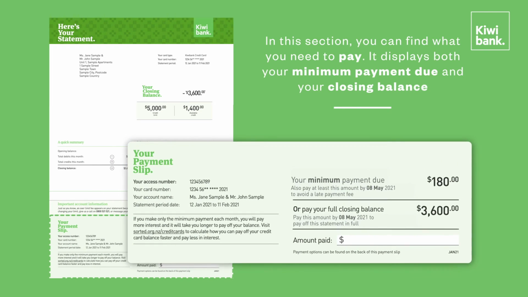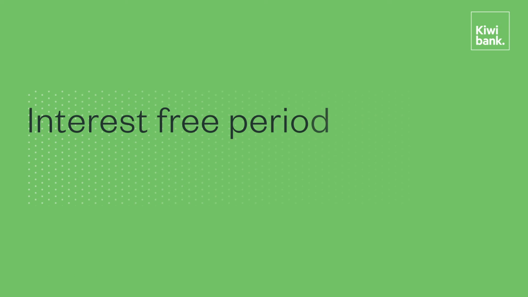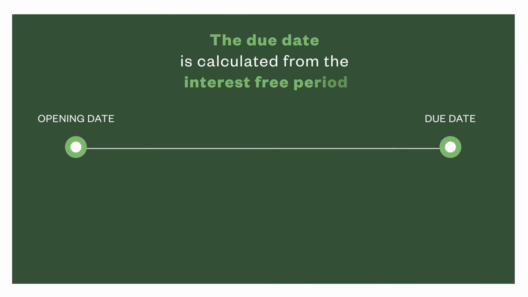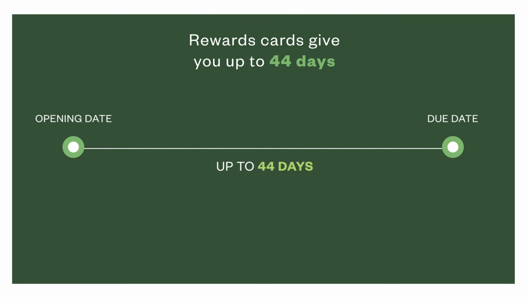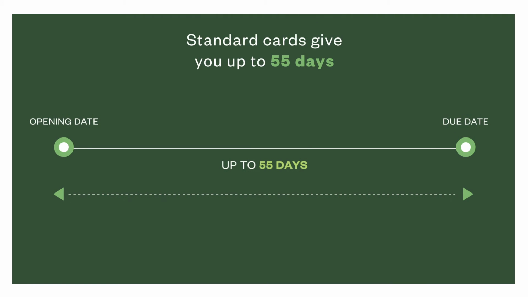In this section, you'll find what you need to pay. It displays both your minimum payment due and your closing balance. To avoid interest on purchases, you'll need to pay the closing balance in full by the due date. Your due date is calculated from the number of days in your card's interest-free period. Our rewards cards give you up to 44 days interest-free, and our standard cards give up to 55.